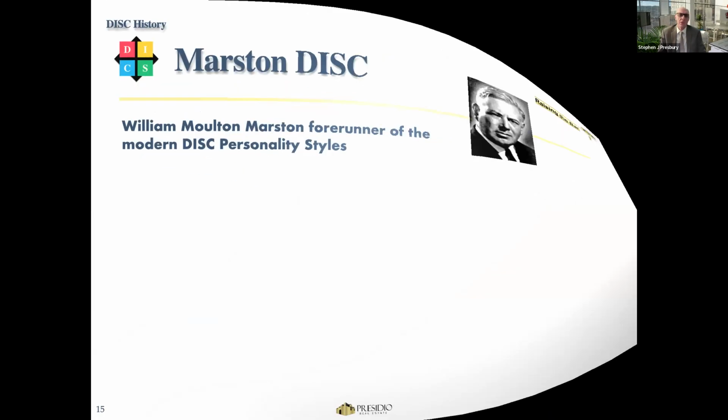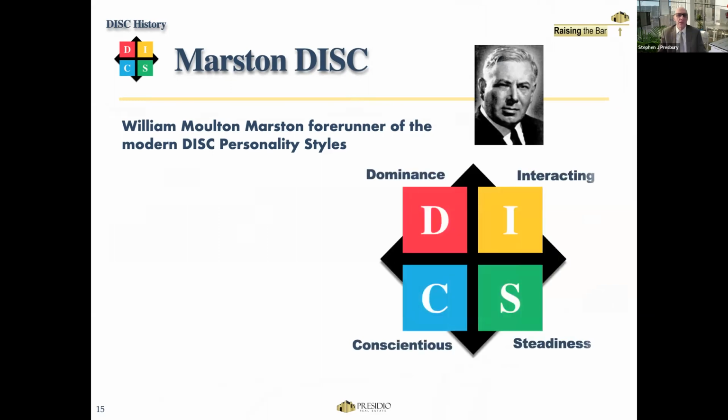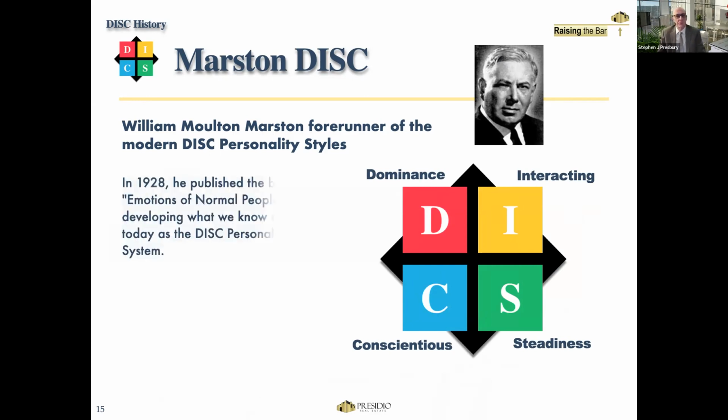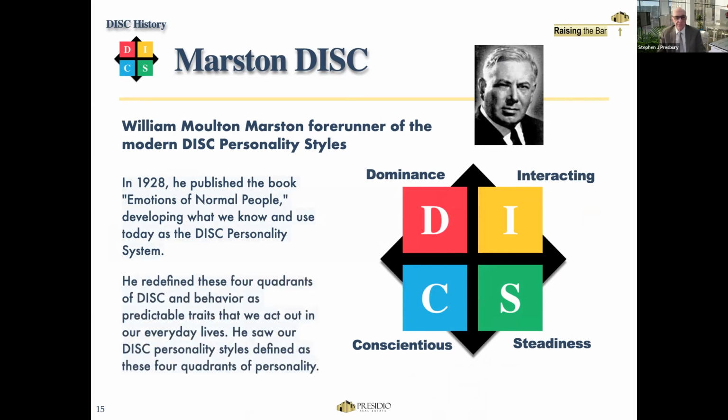We move on a little bit further. We get to this guy, William Moulton Marston. He's the forerunner of the main DISC platform of these 4 areas, which we started off with this morning. He was in 1928. He published a book, Emotions of Normal People. What he did was refine the different 4 quadrants into something that we recognize today in the different types of personalities that we come in contact with. I'll go through those with you a little bit later.